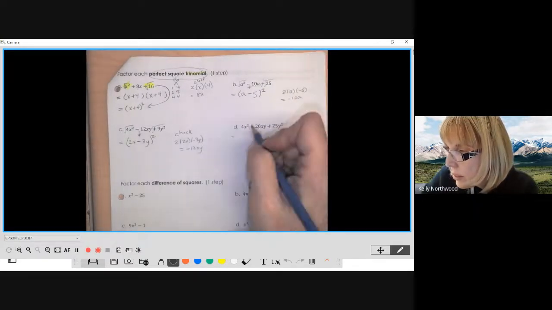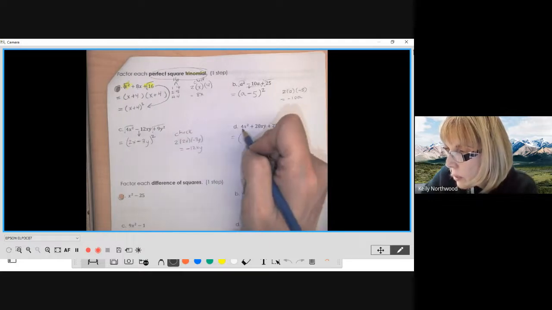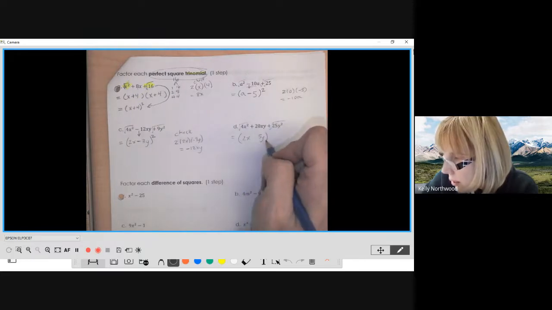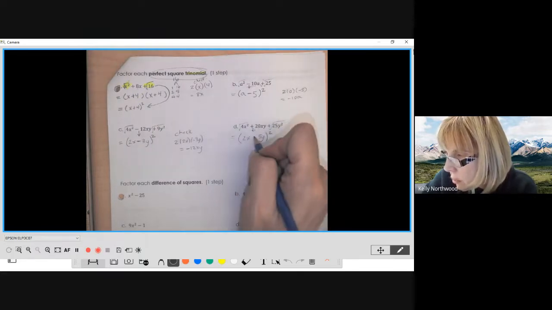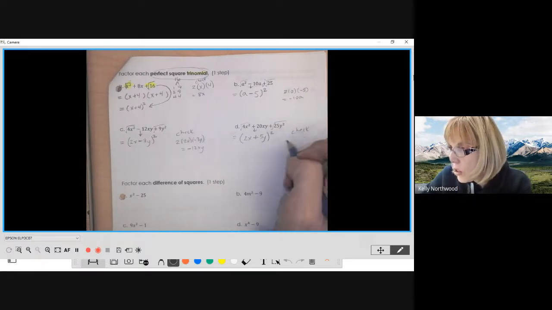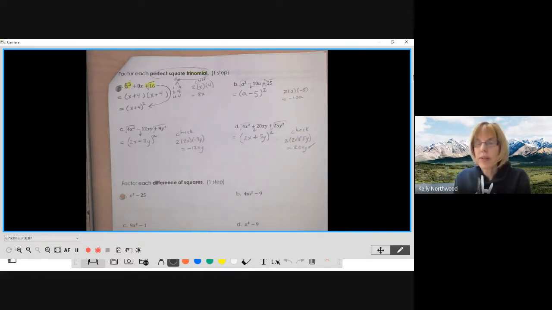Same thing here. So the square root of 4x squared is 2x. The square root of 25y squared is 5y, all squared. The sign from the middle term is positive. And then the check is that 2 times 2x times 5y should give you 20xy, which it does. So you know it's a perfect square trinomial.